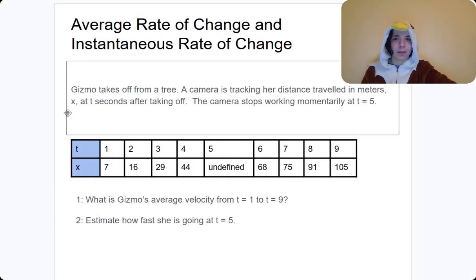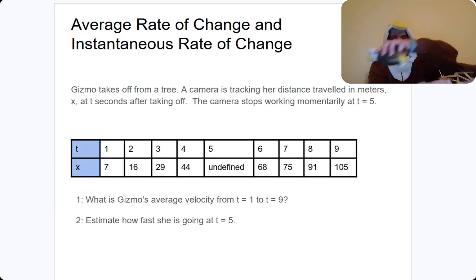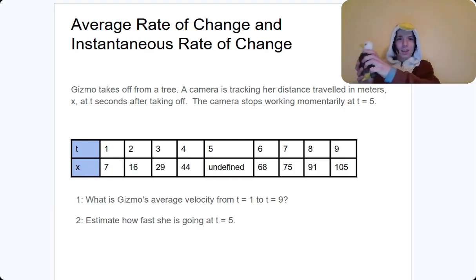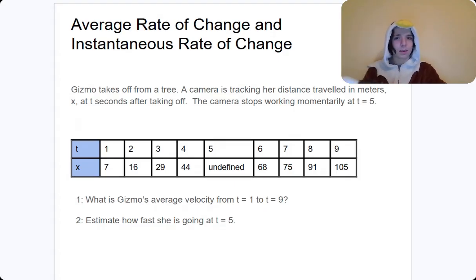And let's look at an example here. So now Gizmo takes off from the nest, and there's this camera that's tracking her distance traveled in meters. And that's going to be your x, distance traveled in meters, and it's at 2 seconds after taking off. The camera momentarily stops working at t equals 5 seconds. So you can see we have this table right here, and you have t equals 1, 2, 3, 4, 5.